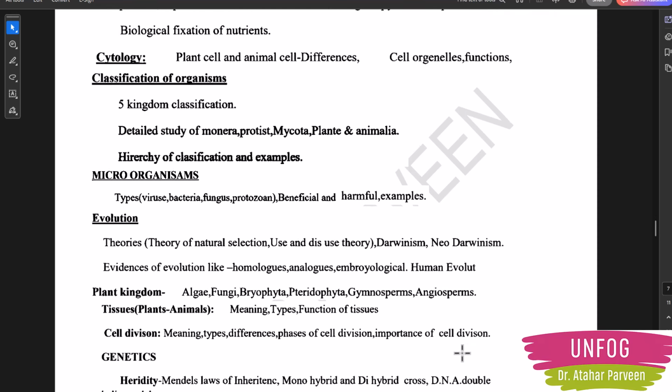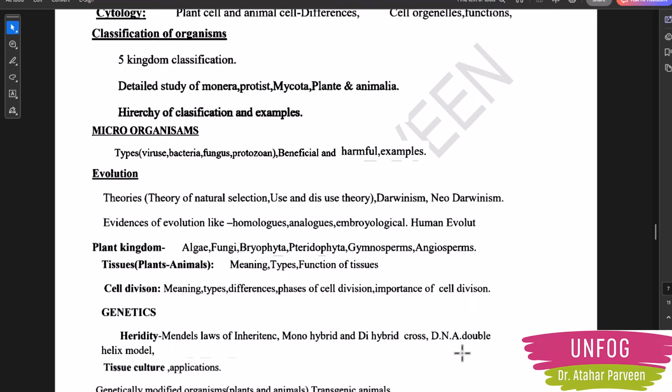In classification of organisms, you have the 5 kingdom classification, meaning you have kingdom Plantae, kingdom Animalia, kingdom Monera, Protista, Mycota. We have microorganisms. Microorganisms can be of single cellular types and multicellular types. They are virus, bacteria, fungus, protozoa. They are sometimes good to us, like they are beneficial, or they are sometimes harmful to us, right? So we'll study about them.